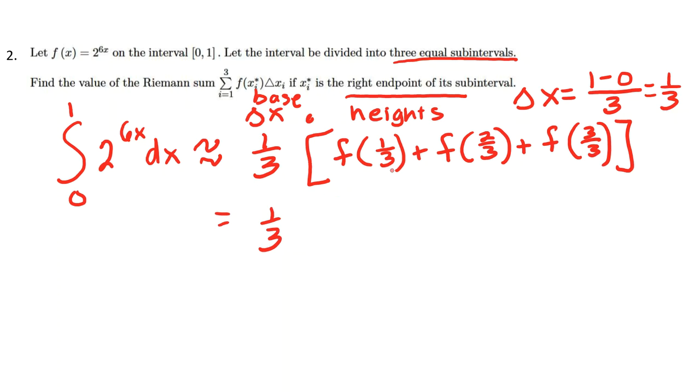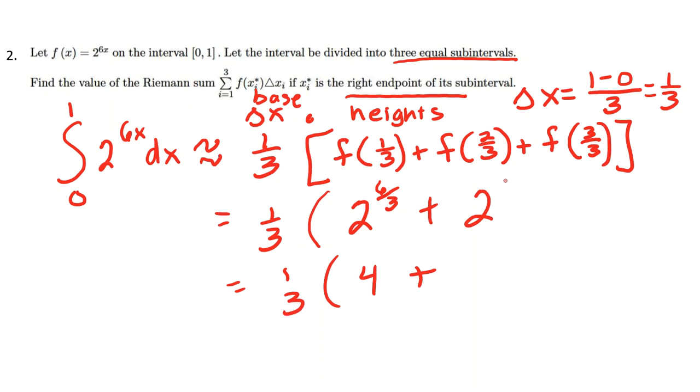And now we can find f of 1/3, so we're evaluating 2 to the 6/3, so 2 to the 2nd power, in other words, will be a 4. And then we're doing f of 2/3, so that would be 2 to the 12/3 when I multiply the exponent by 6, so 2 to the 4th. We'll have a 16, and then we'll have 2 to the 6 times 1, so 2 to the 6th, and 2 to the 6th will be 64.